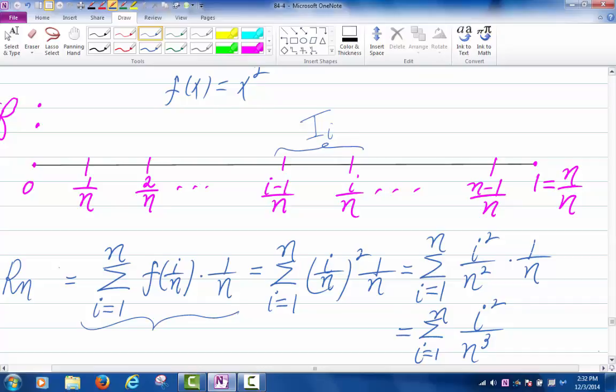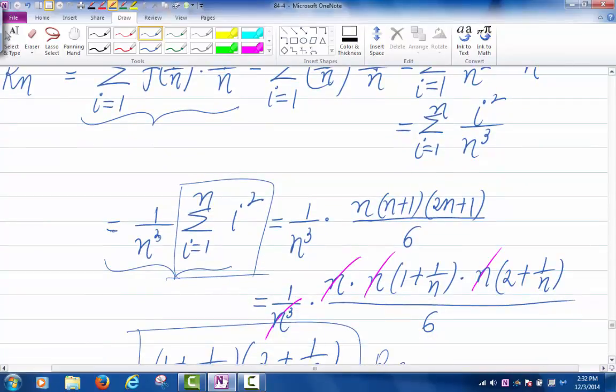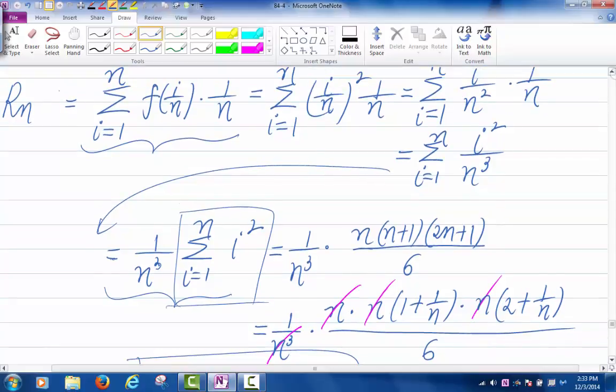I can do more. In this summation, 1 over n cubed, n is fixed. The sum goes over i, so i does not depend on n, right? So I'm going to factor out 1 over n cubed. So what did I do from going from here to here? I factored out 1 over n cubed. So what does it do when I factor out 1 over n cubed?